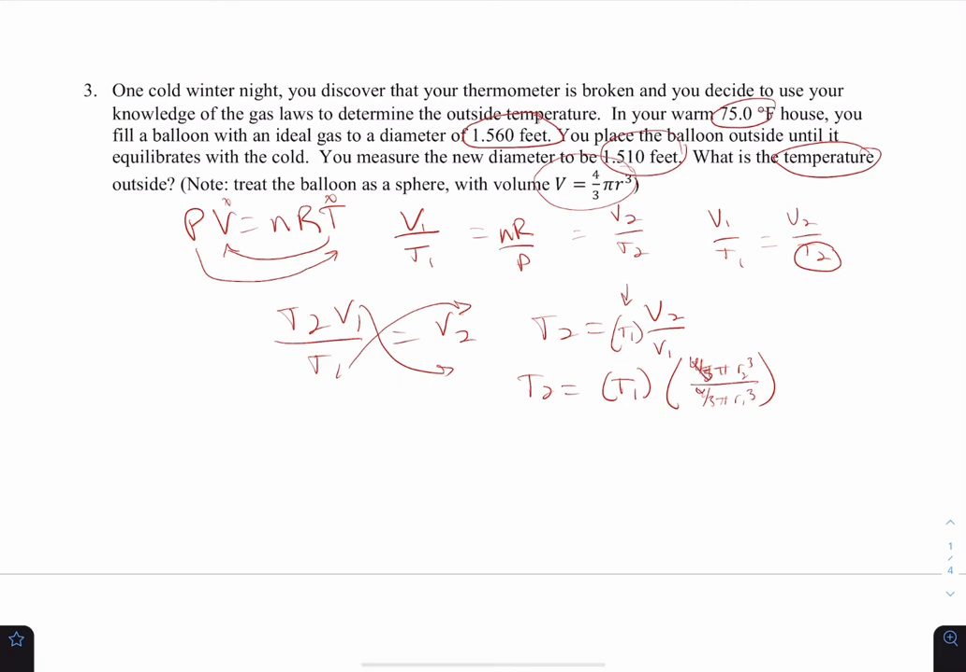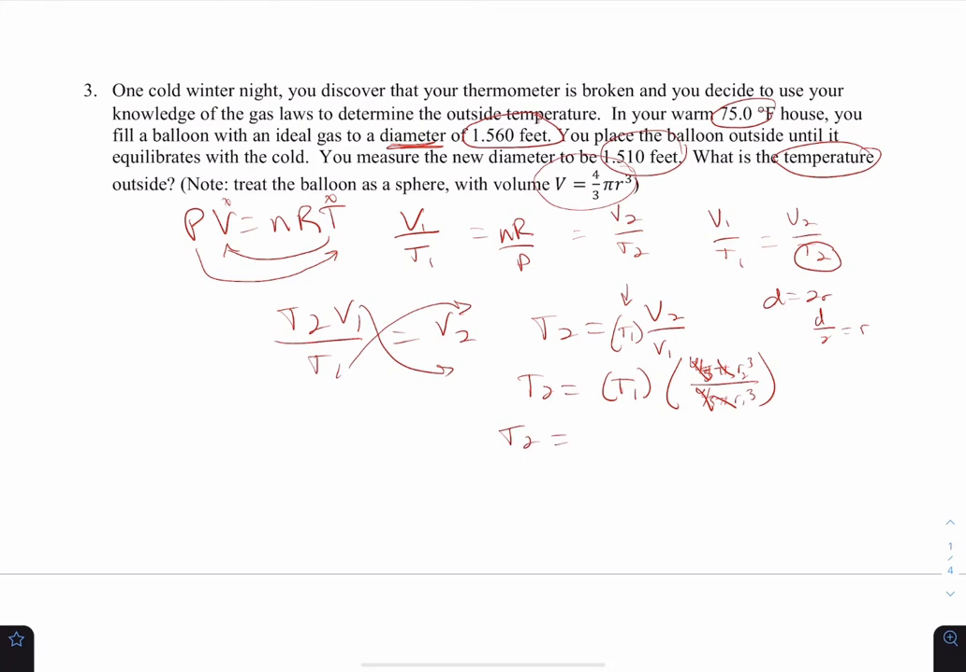So here I'm going to cancel out the 4/3 and the pi, okay? And then I get r2 cubed over r1 cubed. In fact, because they gave us the measurement as a diameter, it would be easier if we put this in terms of diameter. Remember, diameter is twice the radius, and radius is just half of a diameter. So if I plug in d over 2 for r, I get the following for each one of these.